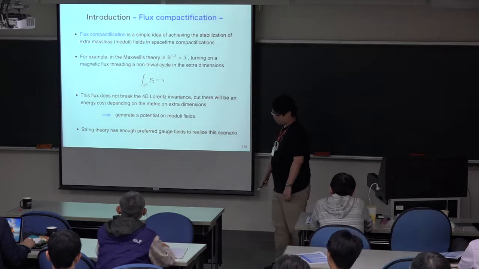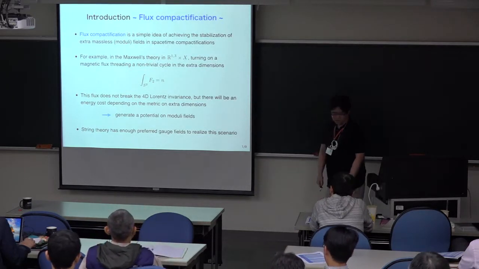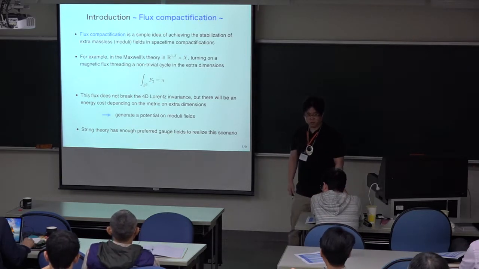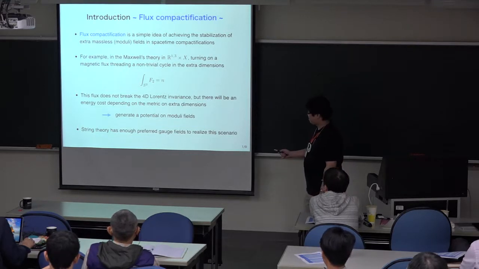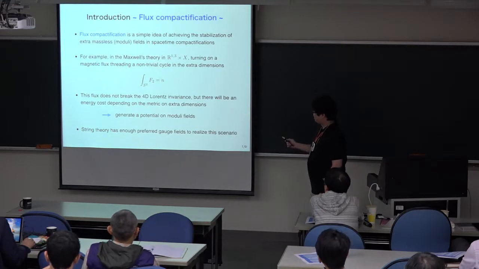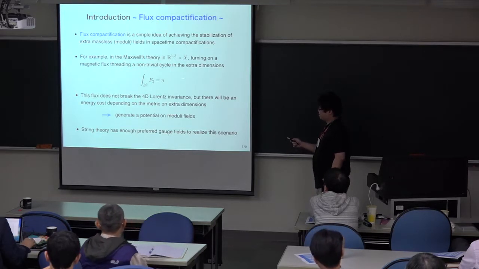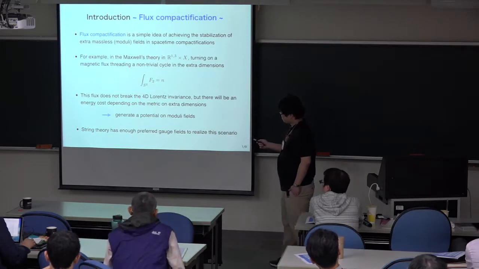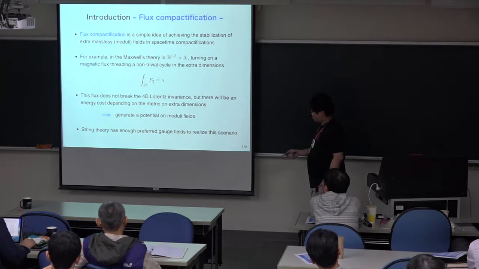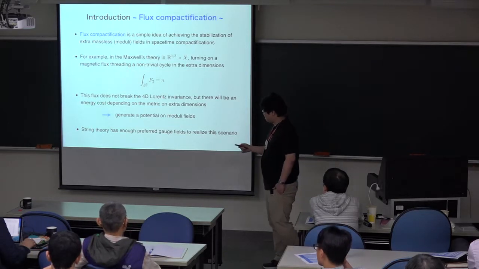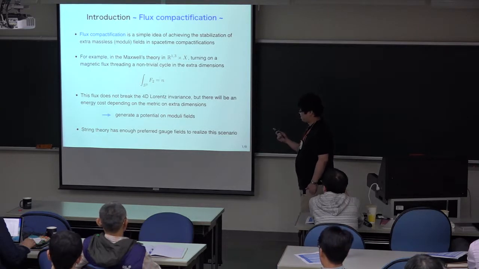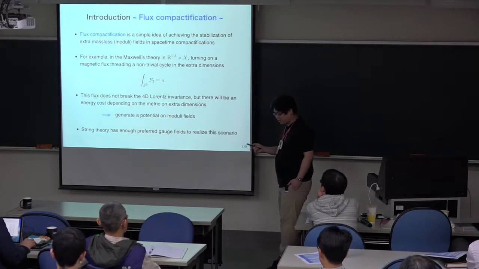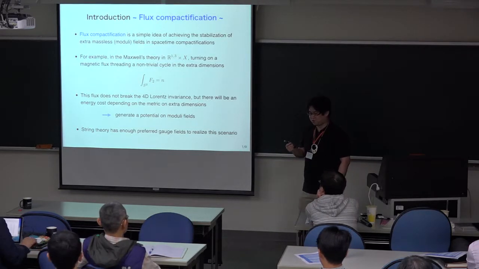So flux compactification is a simple idea of achieving stabilization of extra massless moduli fields arising from Kaluza-Klein type space-time compactifications. For example, in Maxwell theory in higher dimensions, depending on the magnetic flux inside a non-trivial cycle in the extra dimension X, this flux obviously does not break the four-dimensional Lorentz invariance, but there exists some energy cost depending on the metric on the extra dimension X. And this energy will generate a potential for moduli fields and achieve stabilization of massless moduli fields.